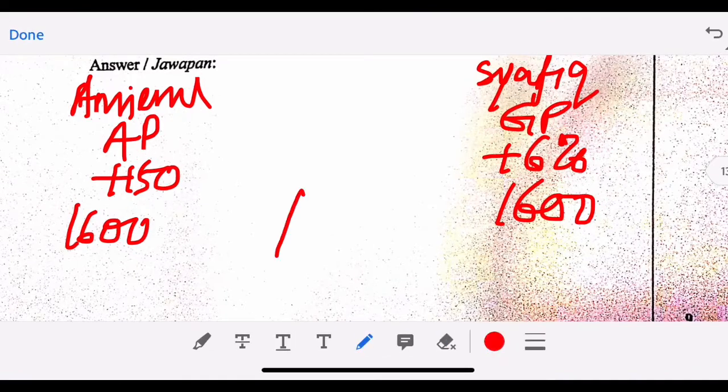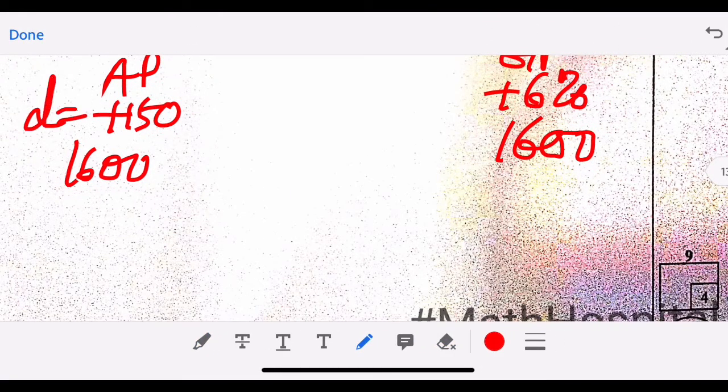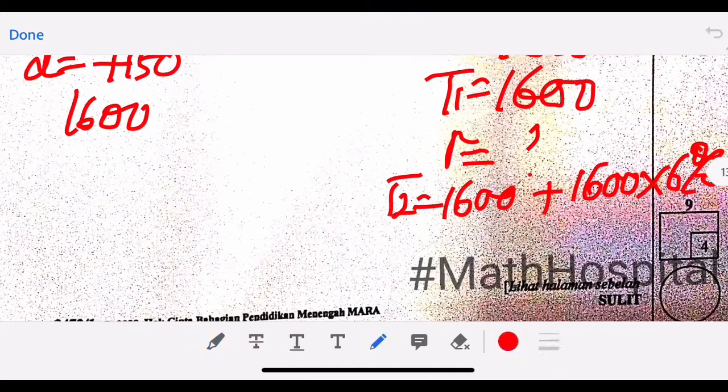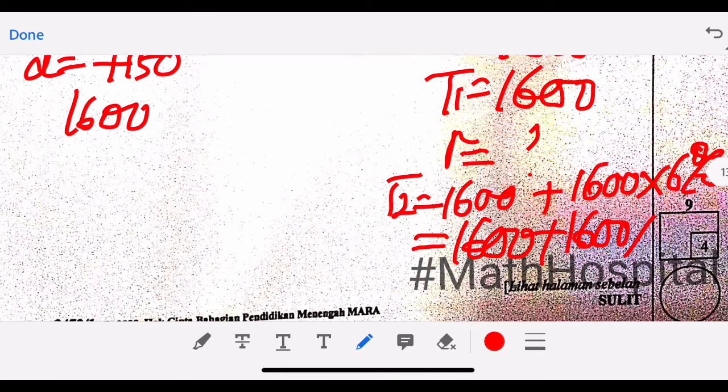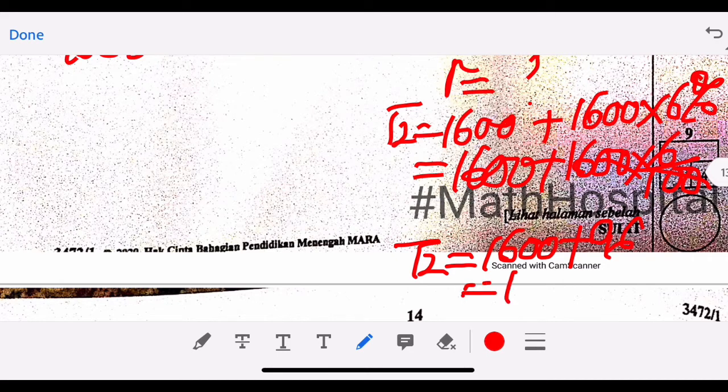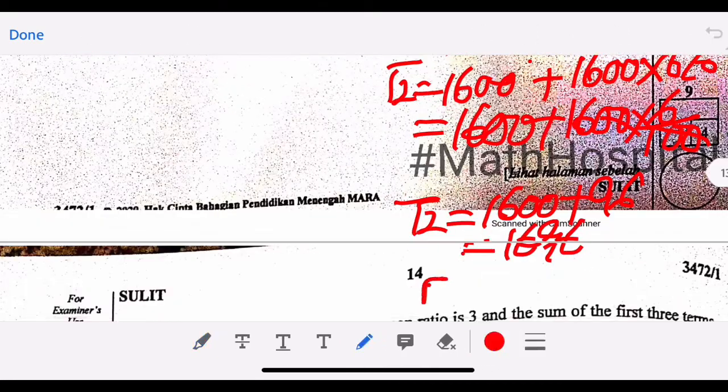So now let's see, we have the common difference, but what is the common ratio? R is actually, let's say we are not sure. First term T1, so T2 will be 1,600 plus the increase by 6%. So if we calculate, we'll get 1,600 plus 1,600 times 6%. So that means T2 is 1,600 plus 96, so if we calculate it, 1,696. So the R is 1,696 over 1,600. So let's press a calculator and find the common ratio if you are not sure.